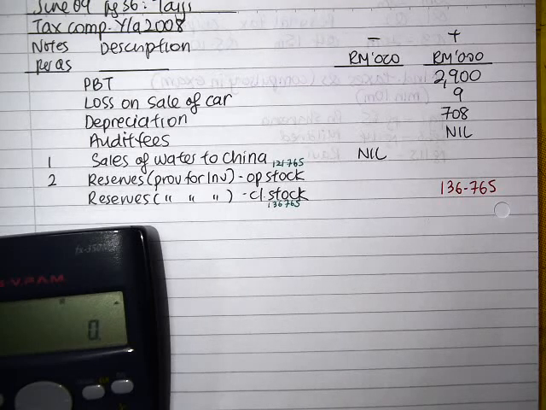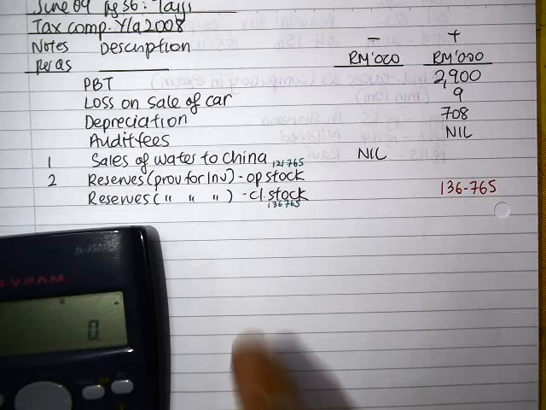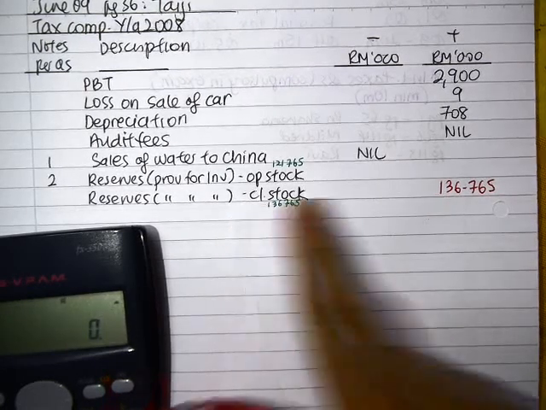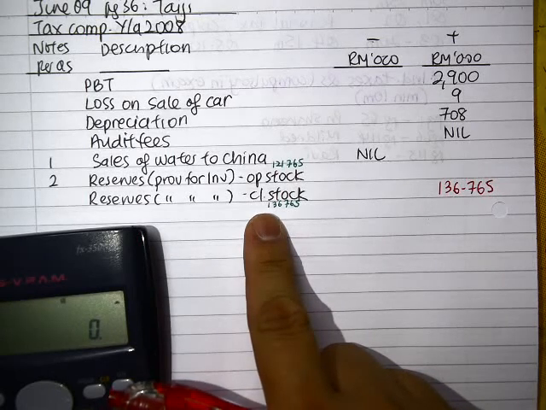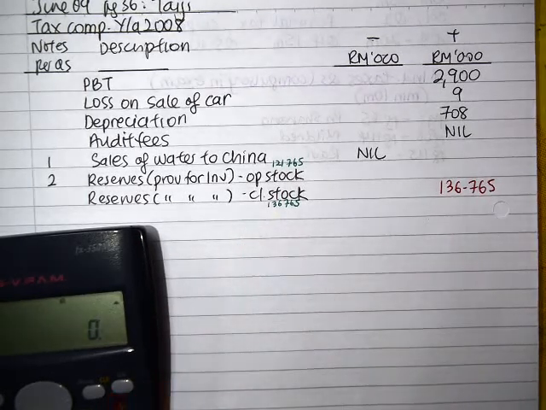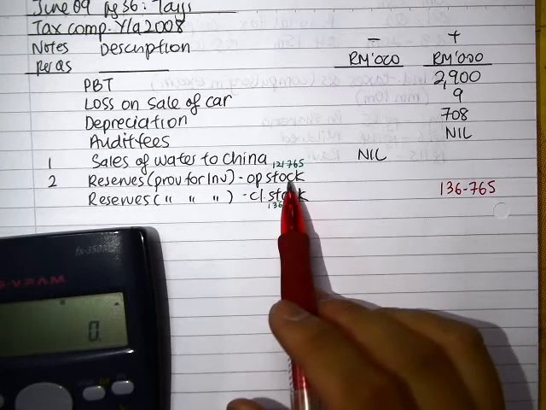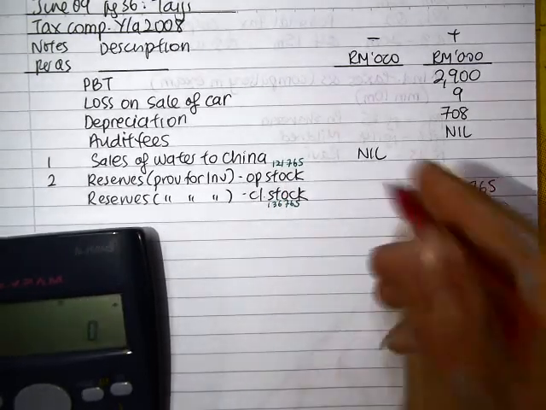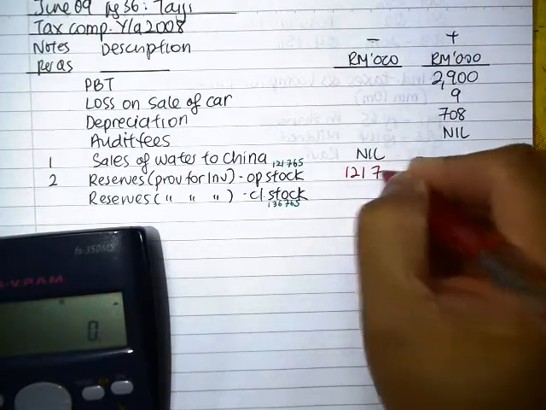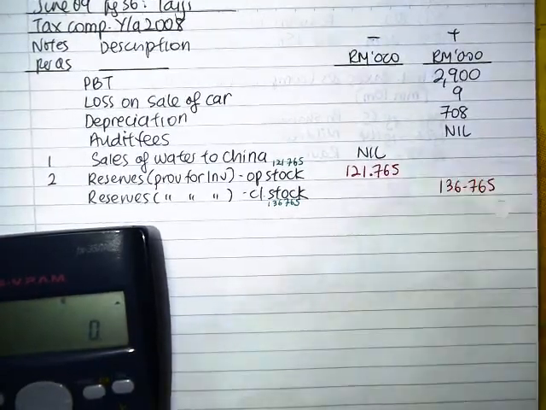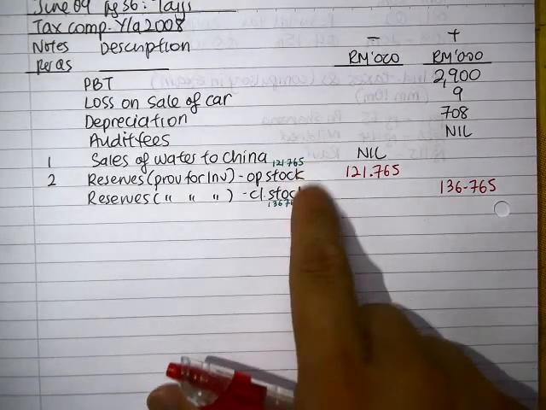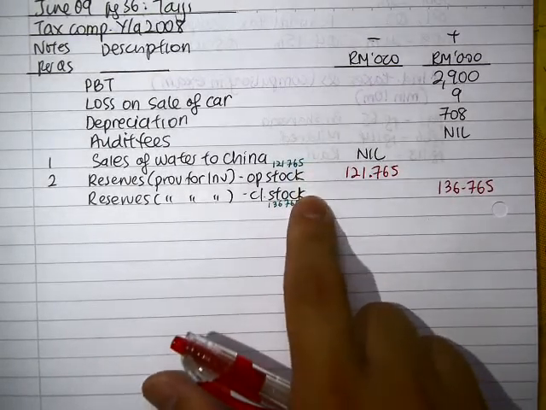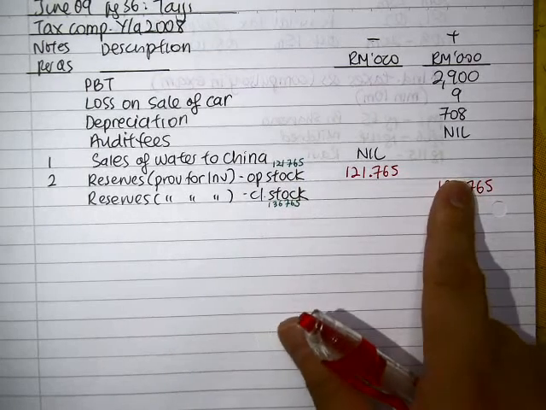Okay. Now, obviously, if you have a provision for closing stock, you've got to add it back. Then the provision for the opening stock, you will have to minus it out, right? Because it's the reverse. So one is in, one is out, you see. So that's why this one is the figure on top. So 121,765. Okay. Now, of course, if you have done a net figure in total, you would have got plus 15,000.